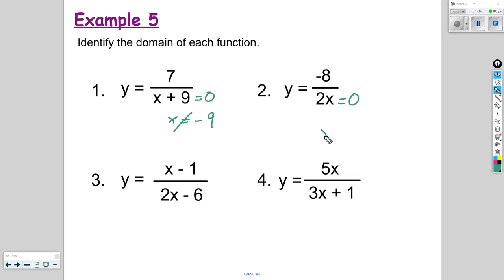Nice, short, and sweet. All right, same thing for number 2. If we set 2x equal to 0, we'd get x equals 0, so x just can't be 0. If we set 2x minus 6 equal to 0, we just get x cannot be 3. All right, if we set 3x plus 1 equal to 0, we'd get x equals negative 1/3. So that means we can plug in anything, just not negative 1/3.